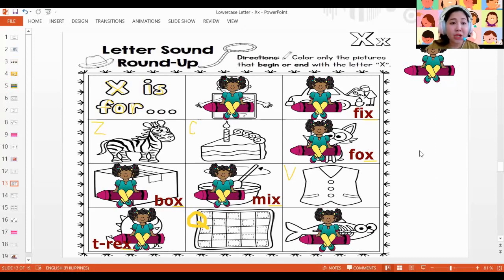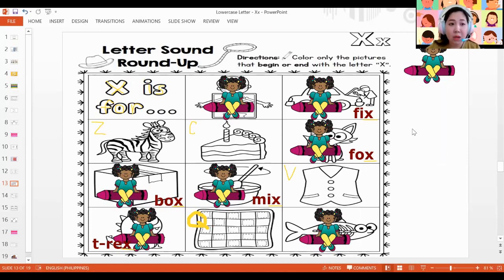So for the pictures that we have to cover or color, we have X-ray, fix. We also have fox, box, and mix. We have T-Rex and we also have X-ray fish. So those are the things that you have to cover.